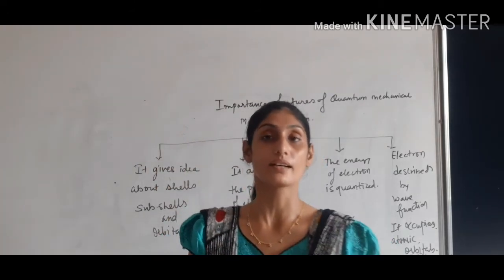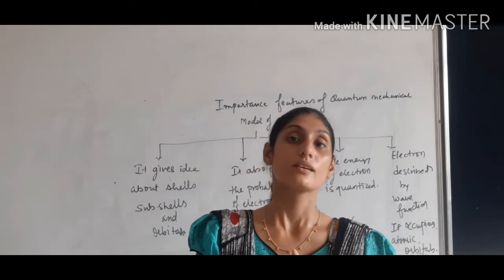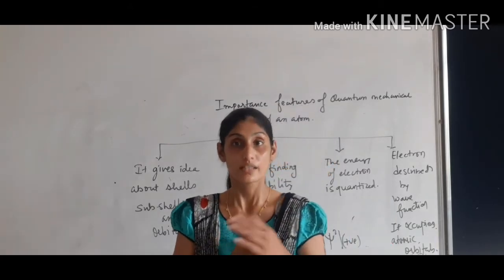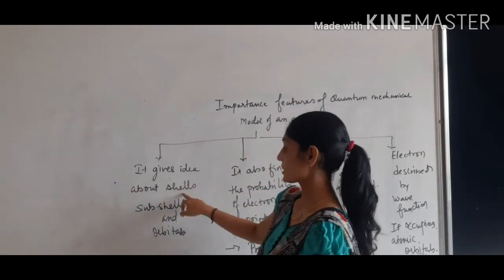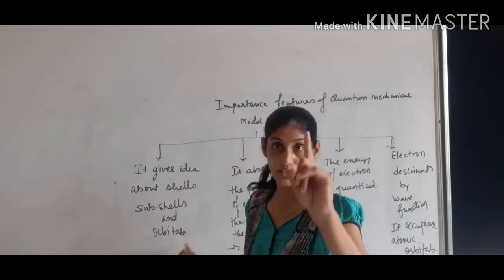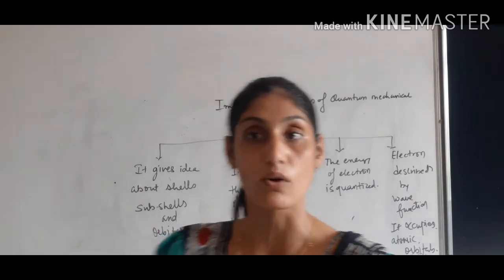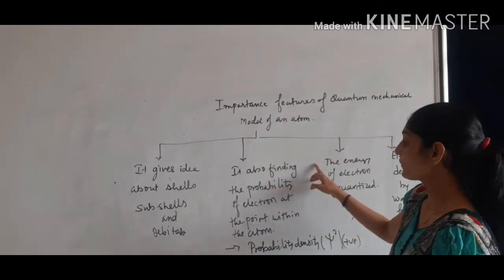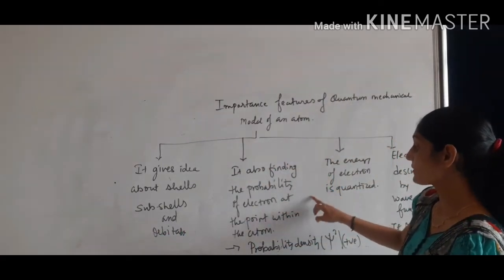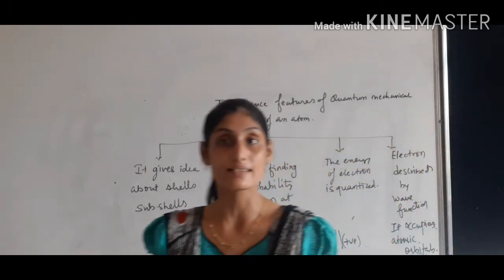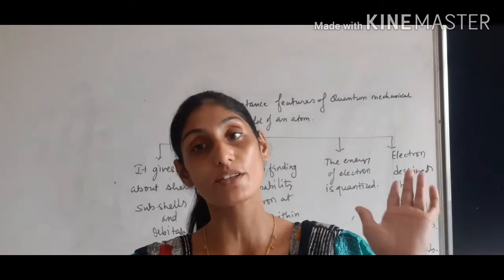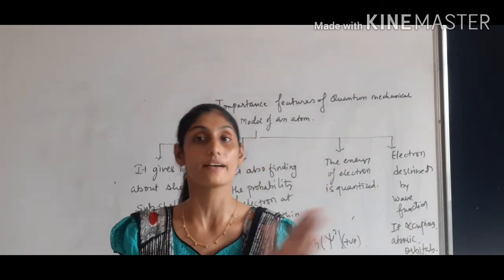सबसे पहले हमने देखा था कि प्रिंसिपल क्वांटम नंबर साइज एंड पर्टिकुलर डिस्टेंस ऑफ द इलेक्ट्रॉन बताते हैं. तो very first feature is the idea about the shell, subshells and orbital. It is the very first feature of the particular model. Then it also finds the probability of the electron at a point within the atom, जिसे हम बोलते हैं probability density psi square. That is given by Schrodinger and that you have to learn in higher classes, children.